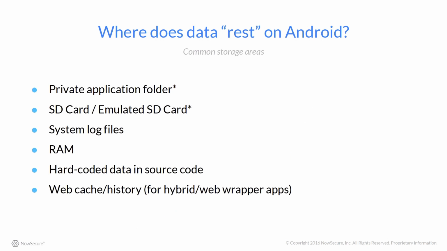This slide is just kind of a repeat of the common areas that we talked about earlier, but specific to Android. Once again, private app folder, SD card, log files, RAM, source code, and web history are common areas to find app data at rest. And in this example, we're going to quickly walk through pulling a specific application's data from the private app folder and the SD card.